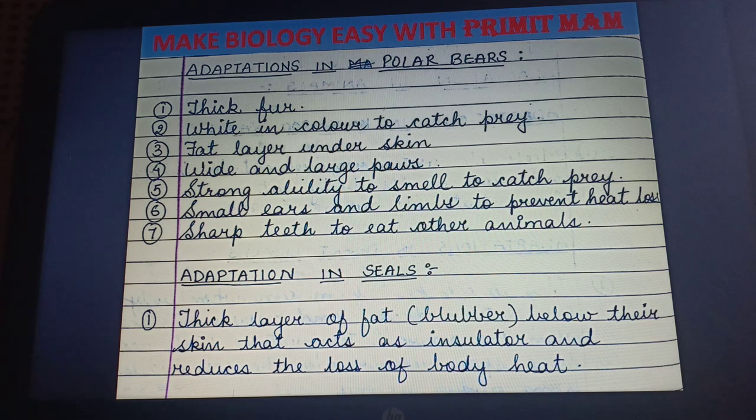The next slide consists of adaptations in polar bears. The first adaptation is they have thick fur. The thick fur produces insulation, and because of that, they can survive in the cold weather.